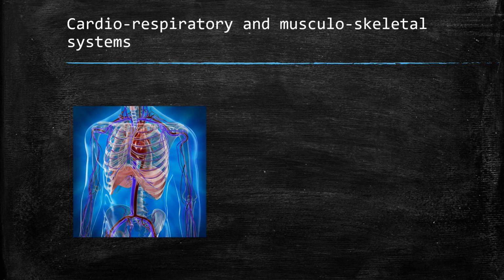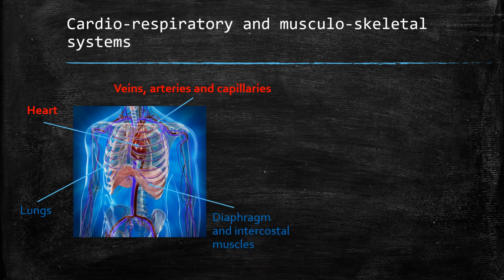The word cardio means heart, the word respiratory means respire, which obviously we're thinking about breathing and lungs. So whenever we see the word cardiorespiratory, we need to think about the following. We need to think about the heart, we need to think about veins, arteries and capillaries. That's the cardio bit, almost like cardiovascular. And then respiratory, we have the lungs, we have the diaphragm and intercostal muscles. Those are the main organs and muscles associated with that particular body system.